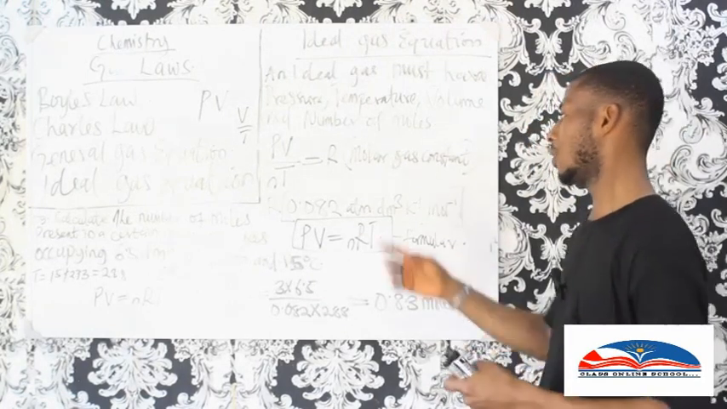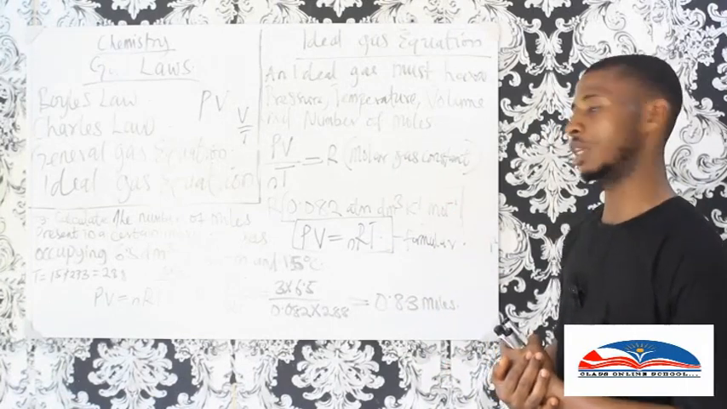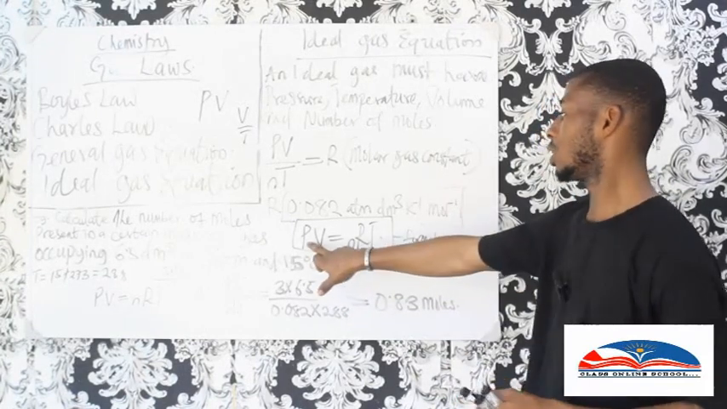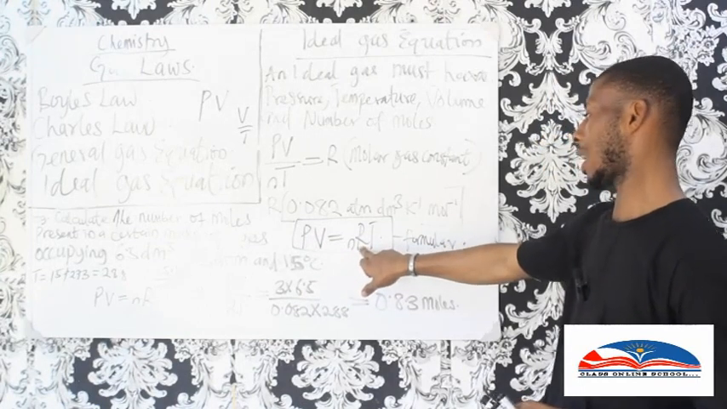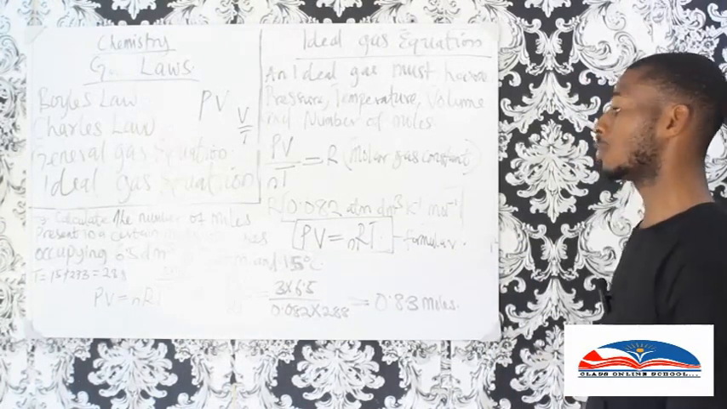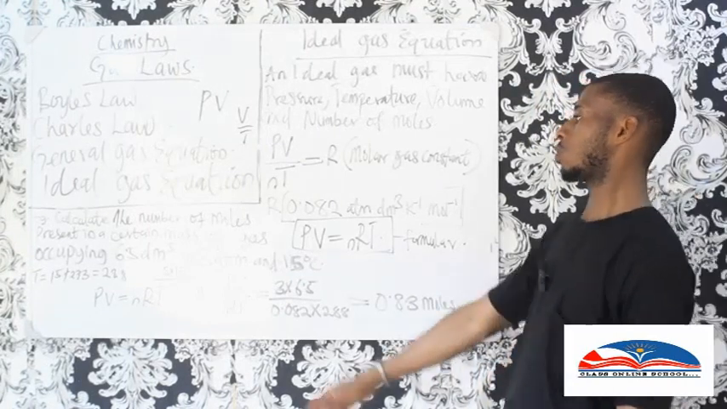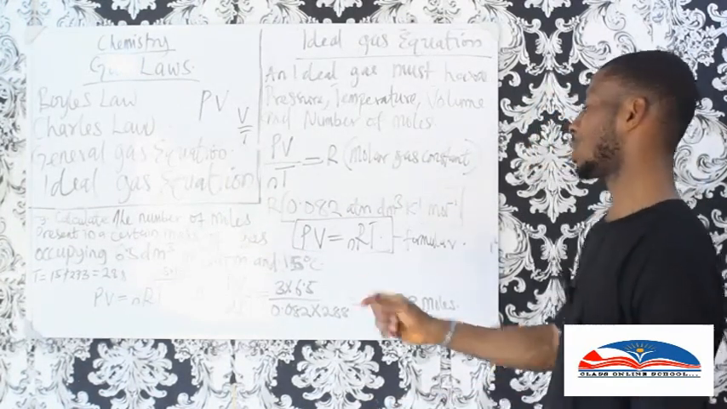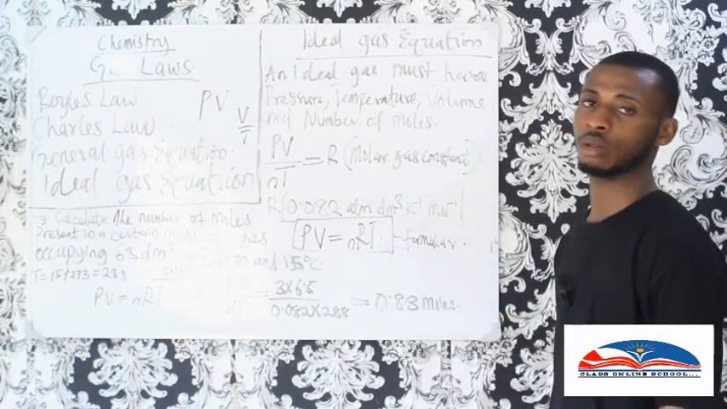Now let's go to the questions on the board, which can explain whatever we are saying here. We have the formula PV equals nRT: pressure times volume equals number of moles times molar gas constant times temperature. Remember, the temperature is in Kelvin. Even if you see the temperature in centigrade or Celsius, change it to Kelvin. The question says: calculate the number of moles present in a certain mass of gas occupying 6.5 dm³ at 3 atm and 50 degrees Celsius.